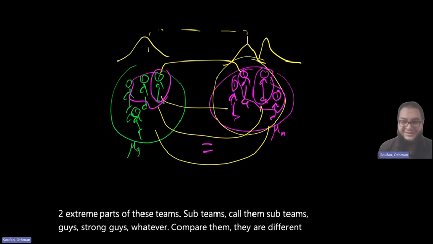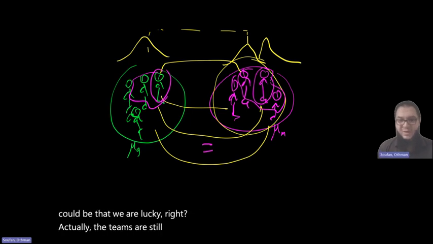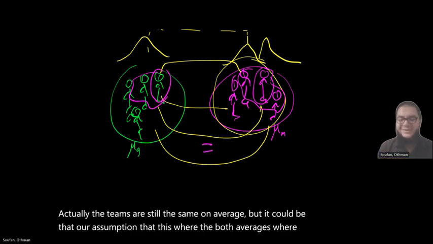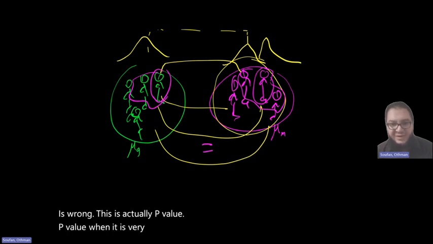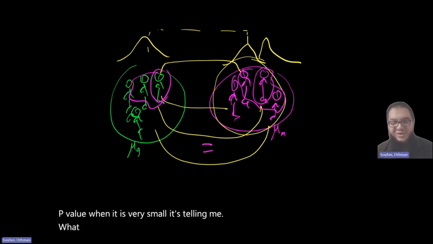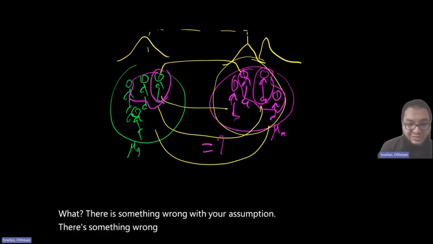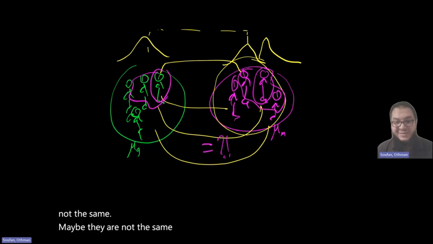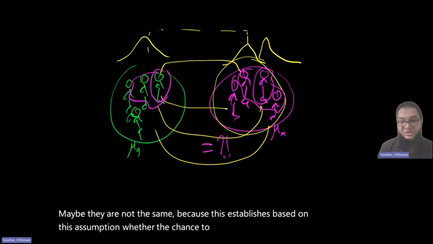It could be that we are lucky, right? Actually, the teams are still the same on average. But it could be that our assumption, where both averages were the same, is wrong. This is actually the p-value. When the p-value is very small, it's telling me what? There is something wrong with your assumption. Maybe they are not the same. Maybe they are not the same. Because this establishes, based on this assumption, what the chance is of seeing all of these extreme cases.